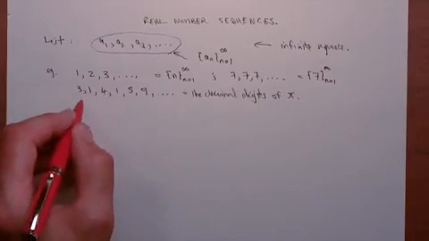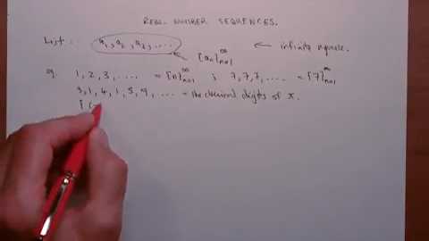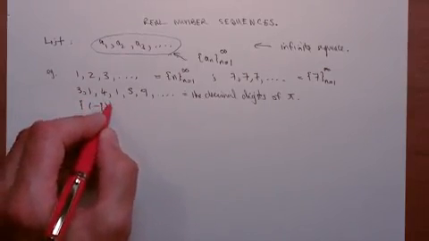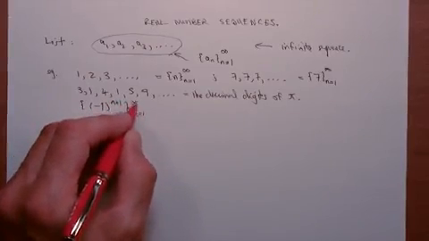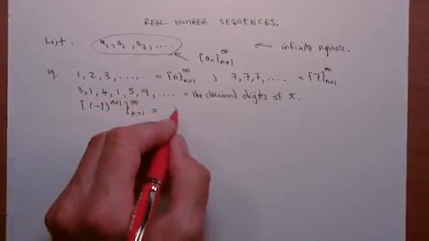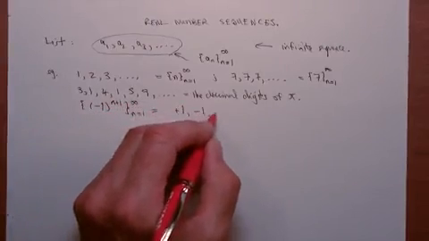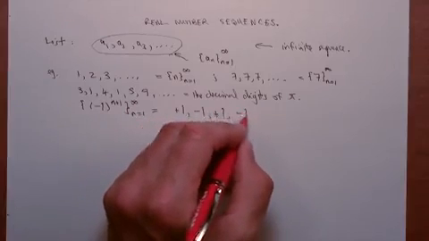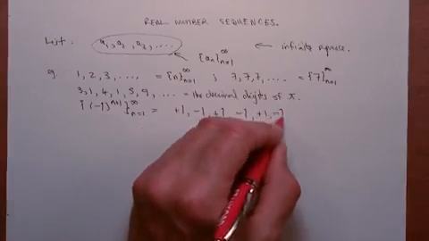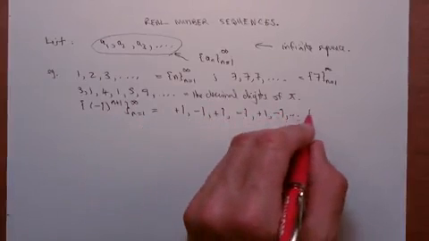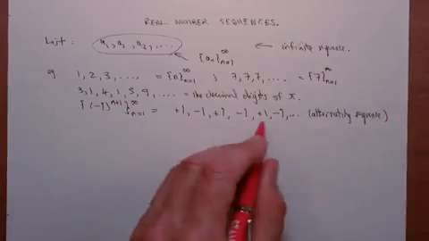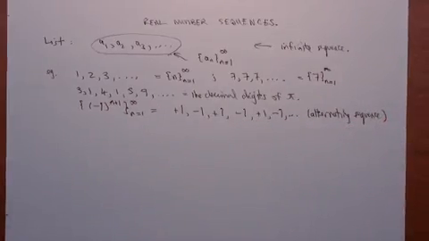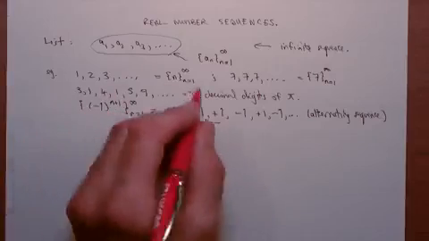Or let me give you another example. I could have the sequence consisting of (-1)^(n+1) from n equals 1 to infinity. That's the sequence that consists of +1, -1, +1, -1, +1, -1, etc. That's an example of what's known as an alternating sequence, meaning that the sign alternates as you go through the sequence. Okay, so that's what sequences are. Just infinite lists of numbers.